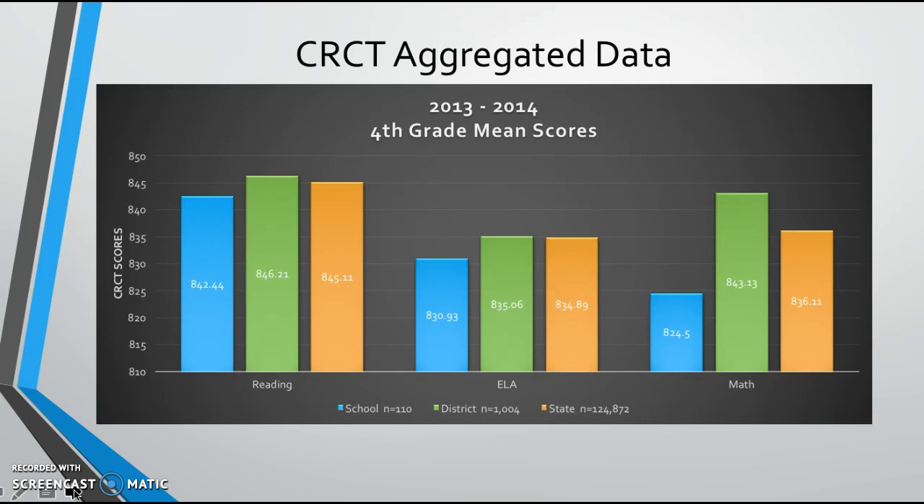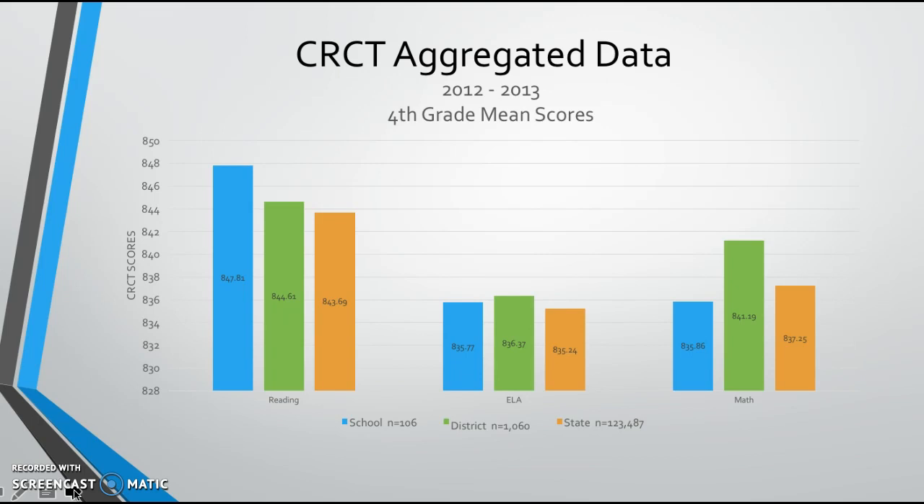Now we are looking at CRCT data for 2013-2014. You may notice the school did not perform as well as the district or state in reading, ELA, or math. The school, district, and state mean scores do still fall in the meeting expectations range.